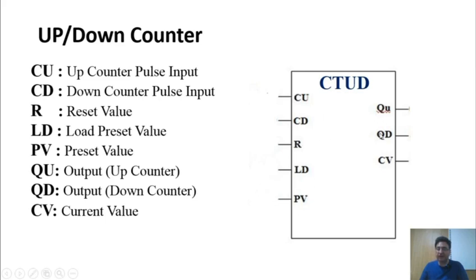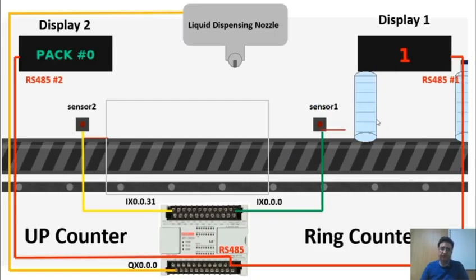And here we have used two outputs as well. One of our outputs is related to the up counter, and one of our outputs is related to the down counter, and we can use each of these outputs separately.